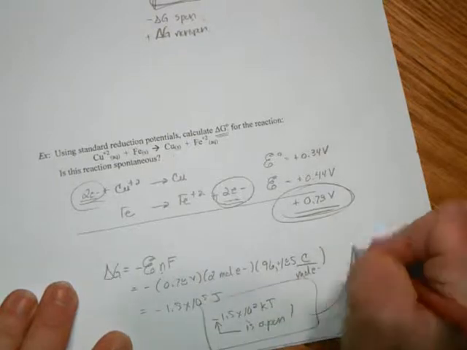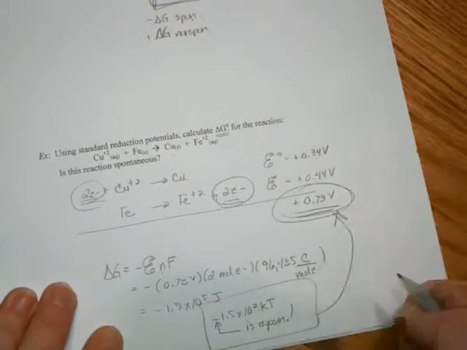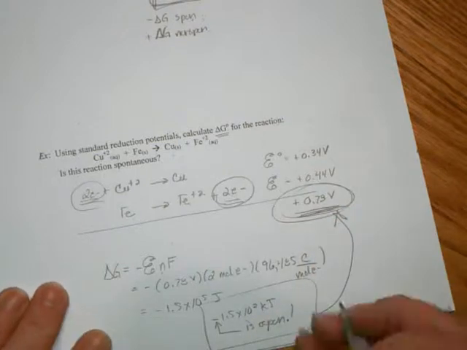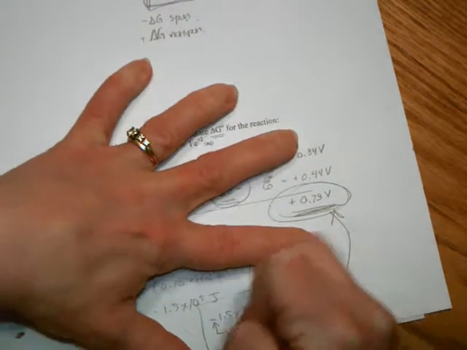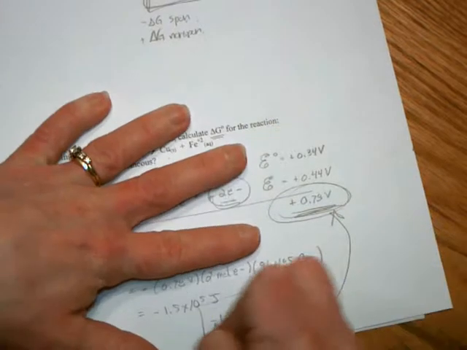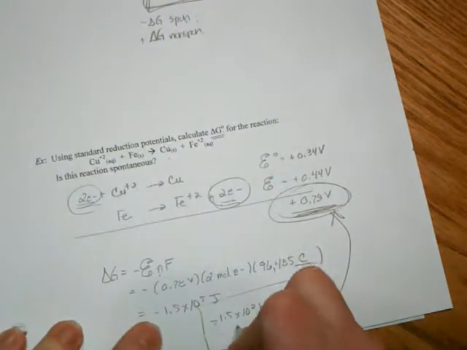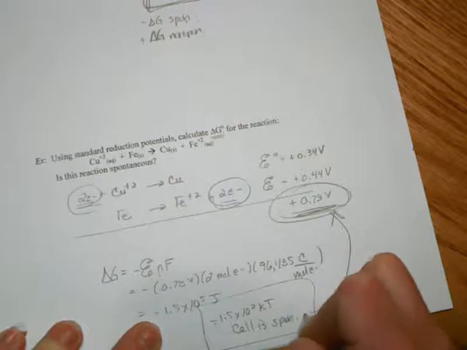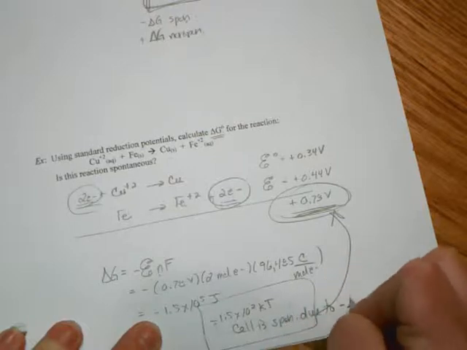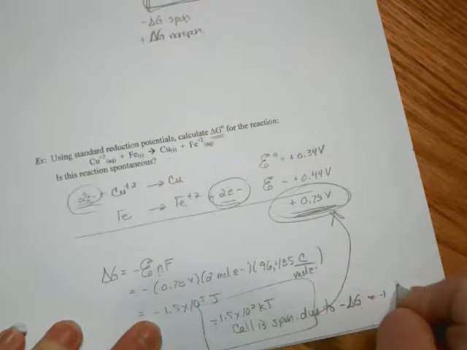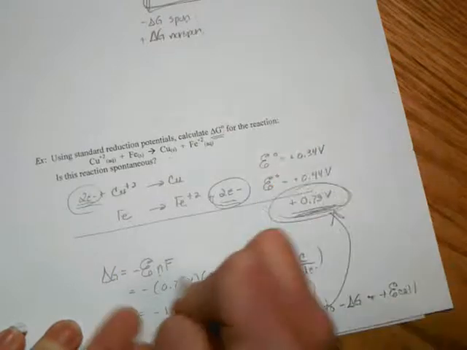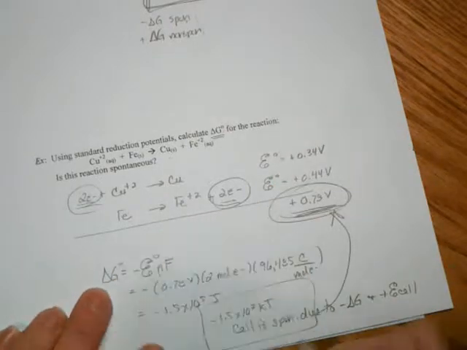which is confirming the relationship with a positive E of our cell. So we've answered the question. So it is spontaneous. Oh, that was a little bit crazy. So the cell is spontaneous due to negative delta G and positive E of our cell. These are standards, so we would say standard, standard, standard, standard.